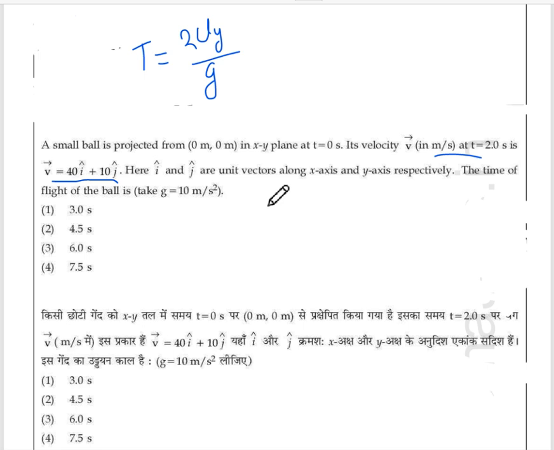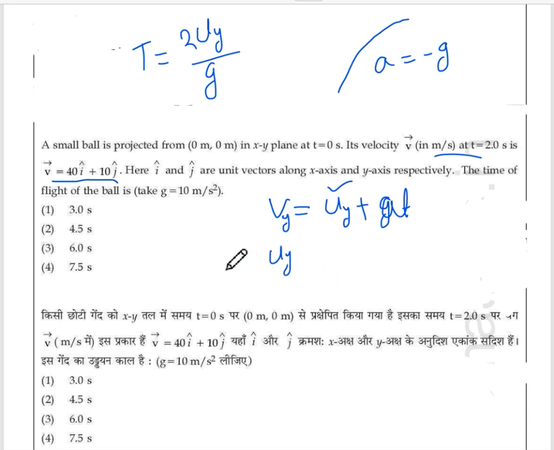So we just apply the formula. If we take the y axis, it will become vy equal to uy plus at. As the object is moving upward, the acceleration will become minus g because it is going against gravity. So now we have to find this uy value. So vy equal to uy minus gt, that implies uy will become vy plus gt.